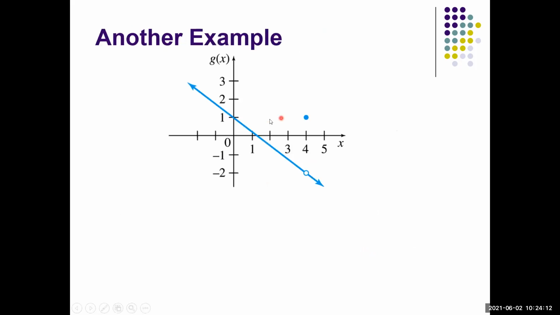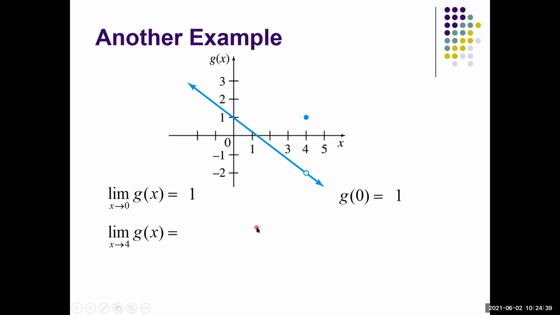This is another example. What's the limit of the function g of x as x approaches 0? Here is 0. Getting closer and closer, this value is 1. Okay. What is g of 0? Well, the same thing. This y value, the function at 0, is still 1.